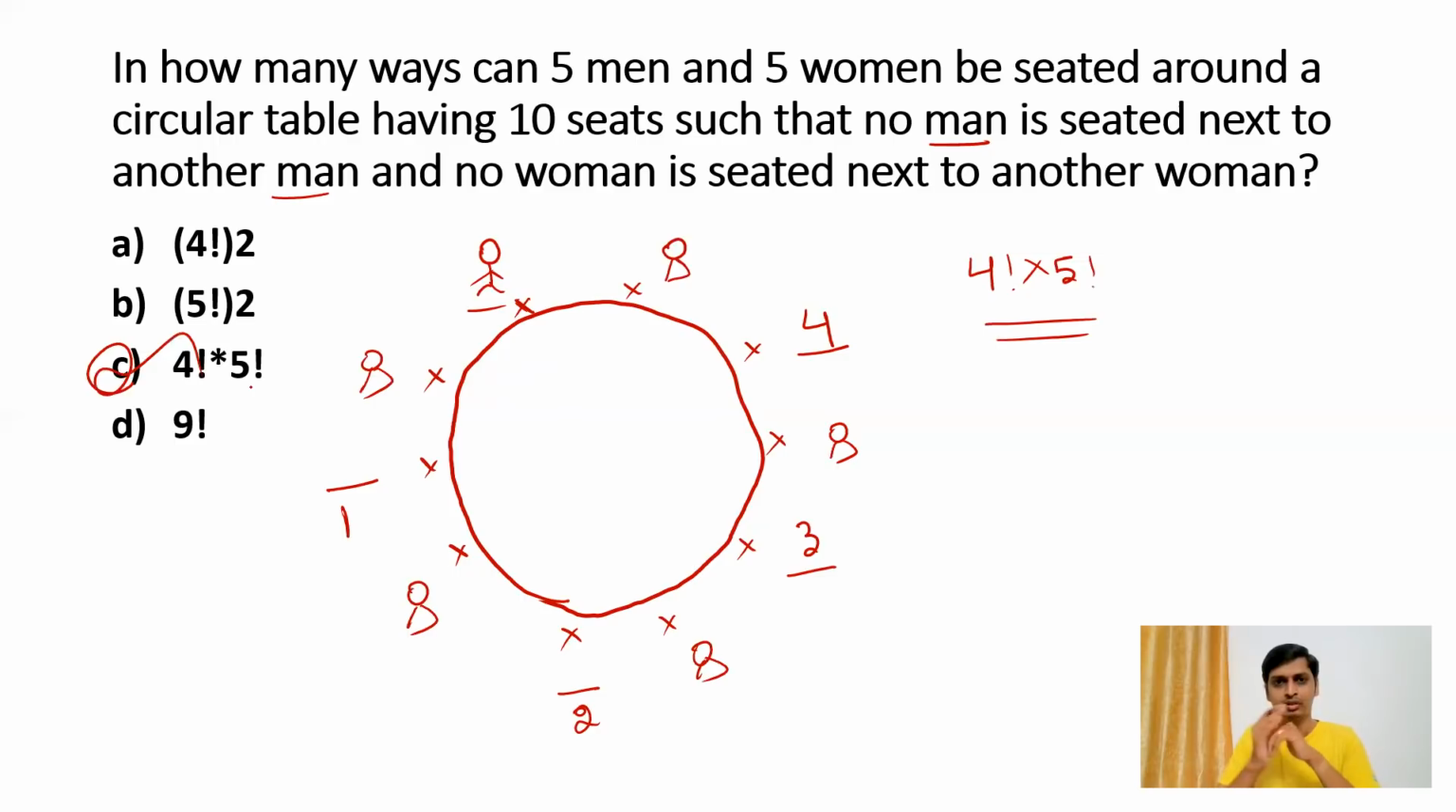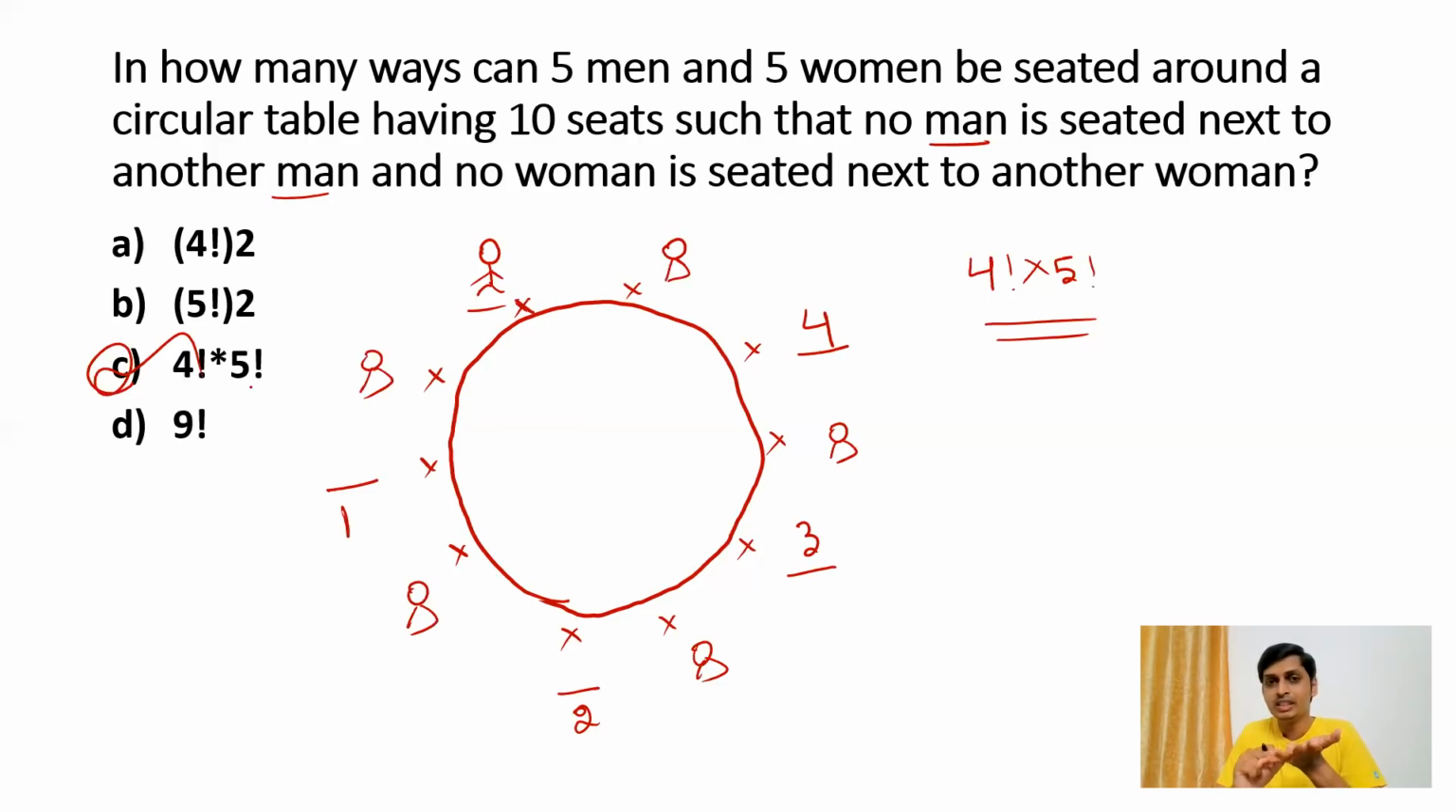Now you might get a doubt. Why is it not 4 factorial into 5 factorial into 2? Because men can occupy first or women can occupy first. When it comes to linear arrangement, you can say 2 into 4 factorial into 5 factorial. But in a closed geometrical figure like a circle, you can't say that, because whether men or women, you don't have an ending point or starting point. So definitely you have to say it is 4 factorial into 5 factorial, right?